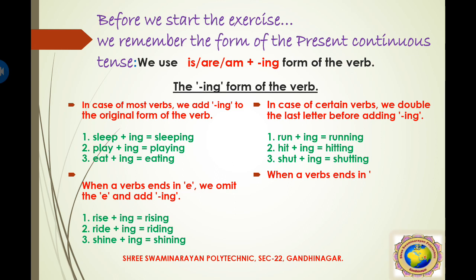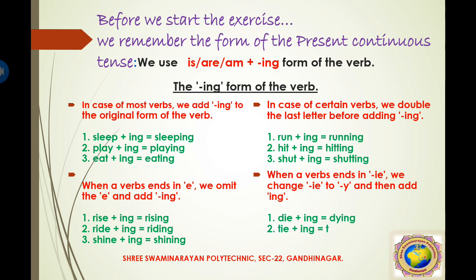And the last one is when a verb ends with ie. So change ie to y. Suppose die. So ie form, then you replace ie with the y. So dying. Tie, so change ie with the y. Lie, the lie. So these are four different methods to make an ing form, because we require the ing form for making a sentence in present continuous. Okay. So maybe you remember this.